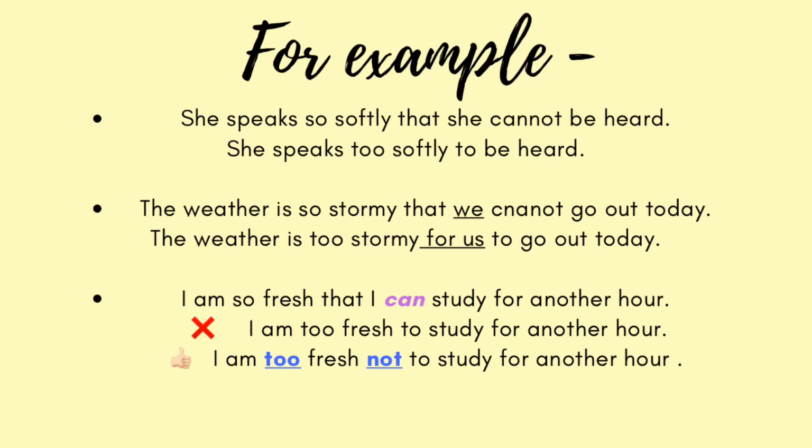Why? Because to is a negative and you're not introducing a negative to become positive, as your so sentence is positive. So the answer should be I am too fresh not to study for another hour. See, to and not are highlighted. Why? To and not are negative. To is negative and not is also negative. Negative become positive. So it will be the correct answer.